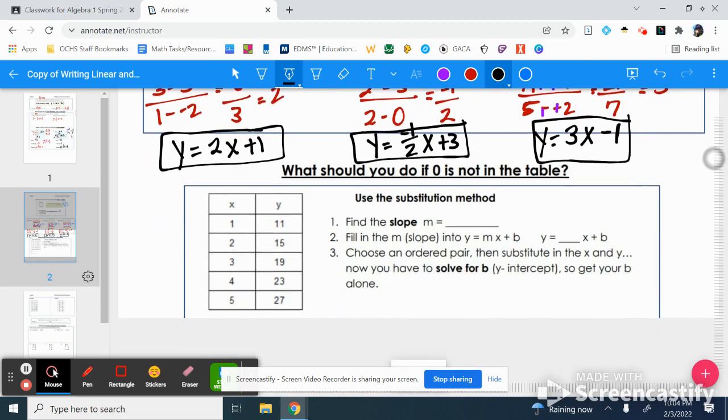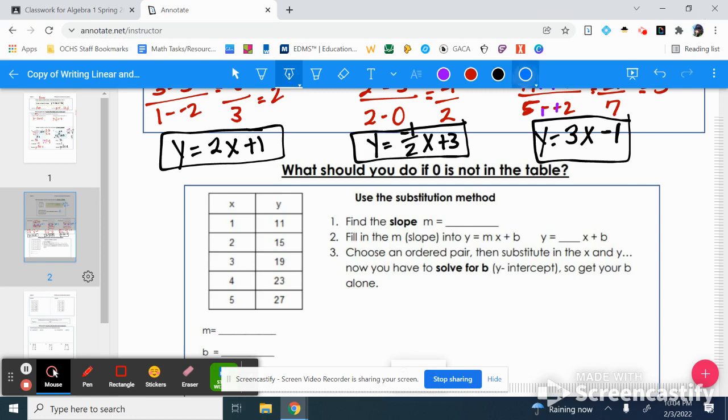Now everything's great as long as my y-intercept is actually in the table. What are we going to do if the y-intercept is not in the table? Well, the first thing we want to do is find the slope. And again, we're going to use our formula, y2 minus y1 over x2 minus x1. Then we're going to take the answer that we have there and plug in for m. We're going to leave two variables here, our y equals whatever we found for m times x plus b.